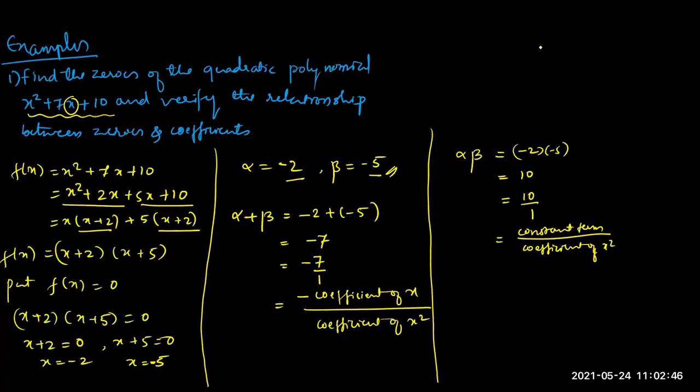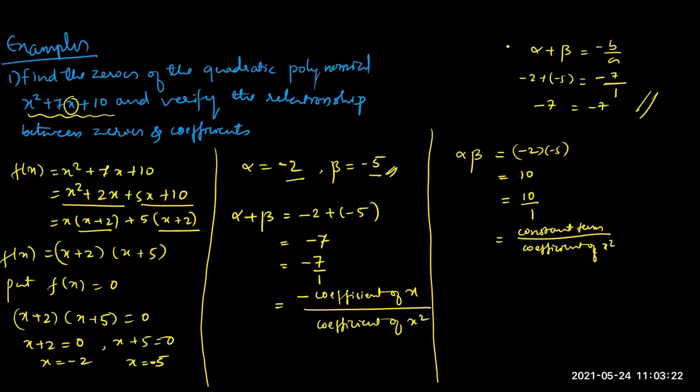Otherwise, what you can do is write first alpha plus beta equal to minus b by a. So alpha plus beta is minus 2 plus minus 5. Minus b means minus 7 and a means 1, from the example. So this is minus 7 and this is minus 7. So LHS equals RHS. That is also one way, verification only.